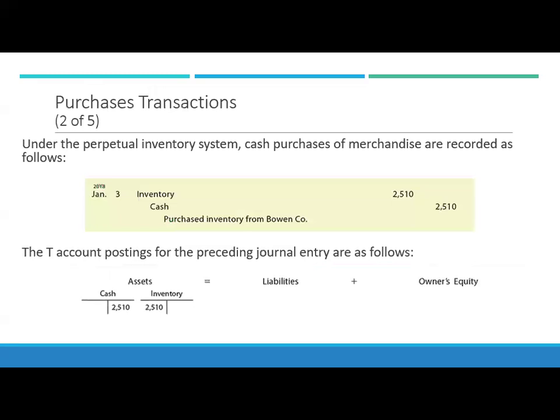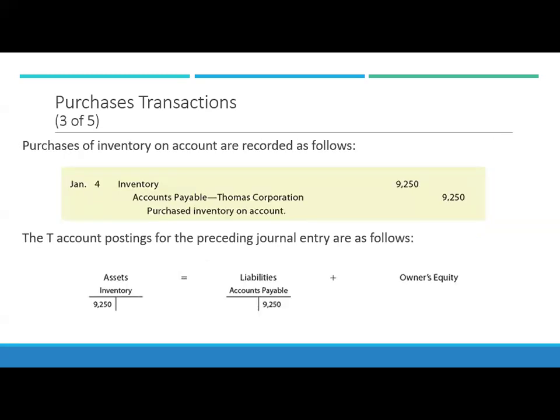Anyways, so then we'll go through a number of transactions under the perpetual system for purchasing and selling inventory. So purchasing inventory is recorded as a debit to inventory and a credit to cash if we pay cash for the inventory, right? Because our cash goes down, inventory goes up, shows up in our general ledger as an increase to inventory, decrease to cash. Then if we purchased it on account, it would be debit to inventory, credit to accounts payable.